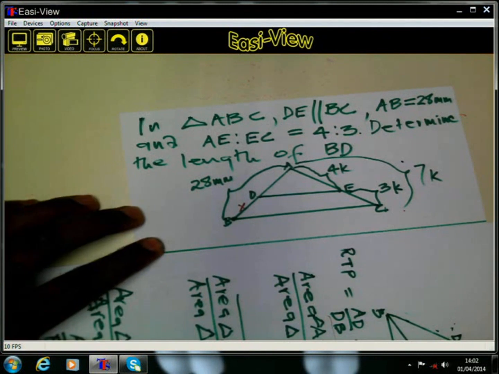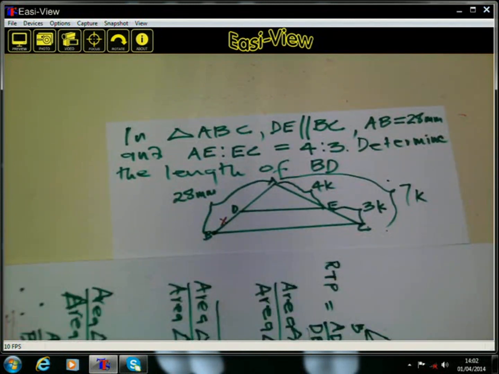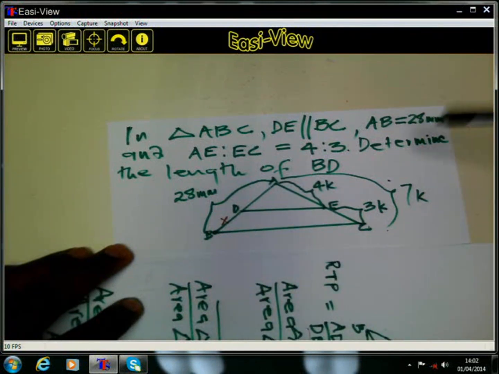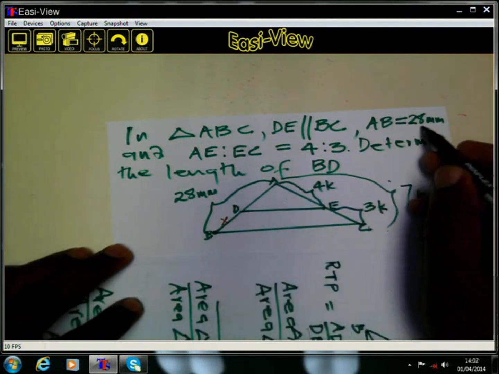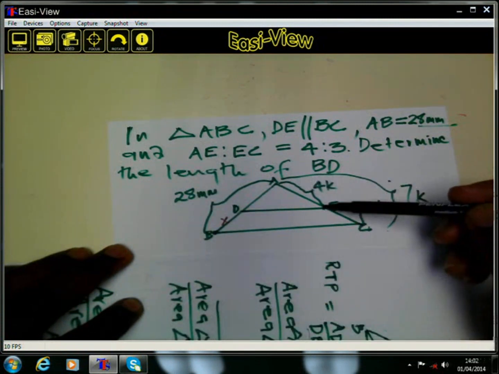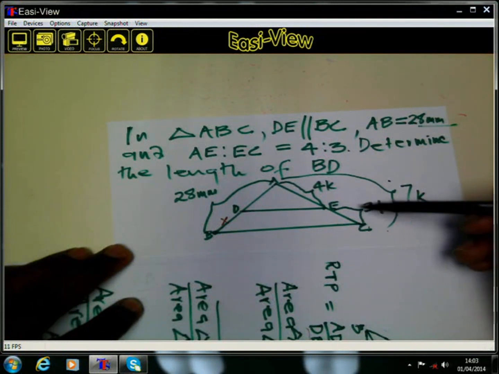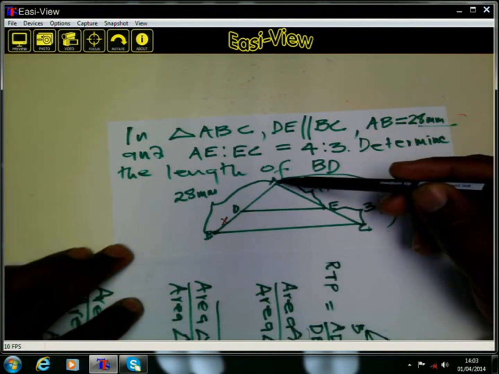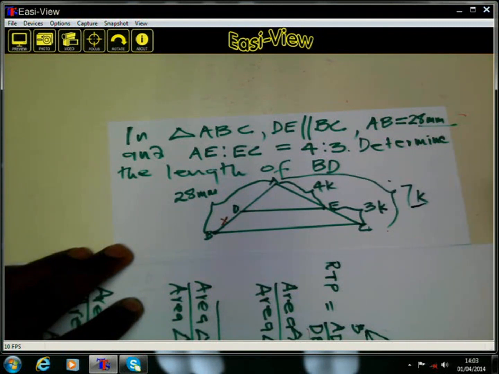Thank you, learners. The question that I gave you, can we just go through it? Remember, it reads as follows. In triangle ABC, this is the bigger triangle, we're having DE, which is parallel to BC. And side AB is 28 millimeters long. AE is 4 units long, when EC is 3 units long. Be that as it may, when you want side AC, you are going to combine the two. I mean, 3 plus 4 must give you 7. I don't think we can have a problem with that.